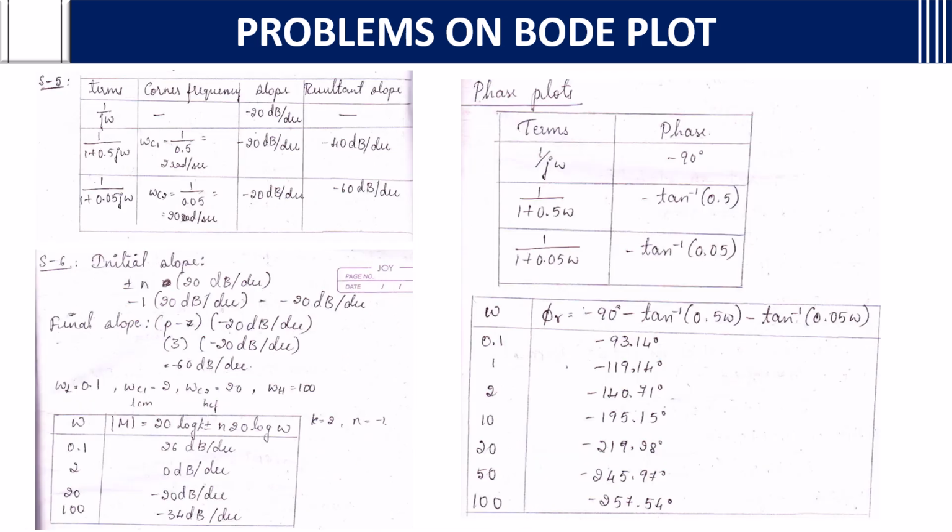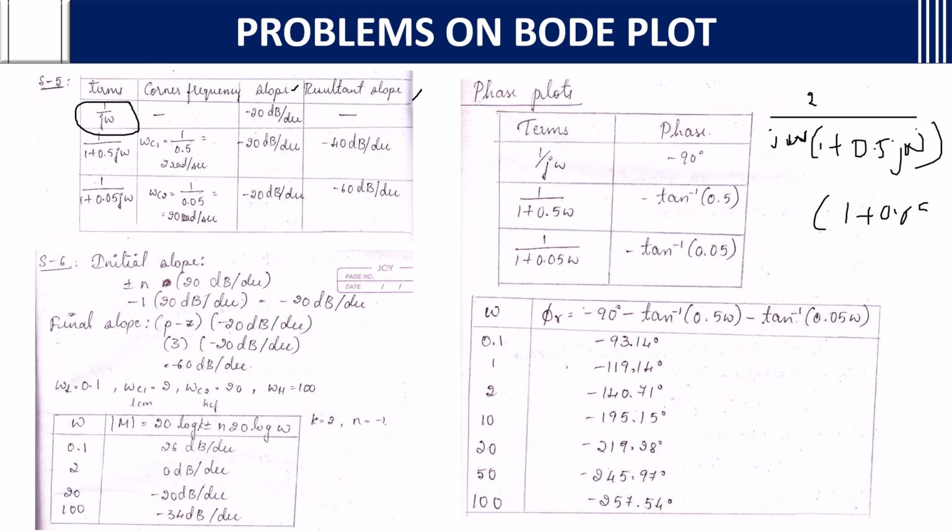Now in step 5, what should you do? We need to take the factors or the terms and write the corner frequencies and their slopes, and the resultant slope. So, the first factor is what? 1 by j omega. See, what we have is 2 by j omega into 1 plus 0.5 j omega and into 1 plus 0.05 j omega.